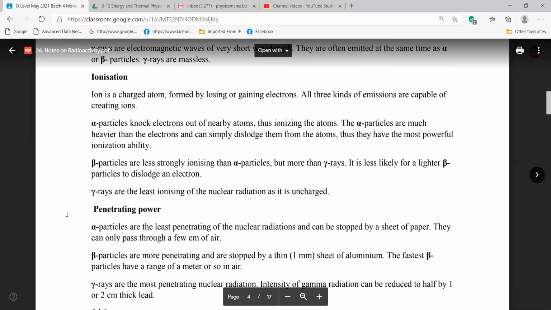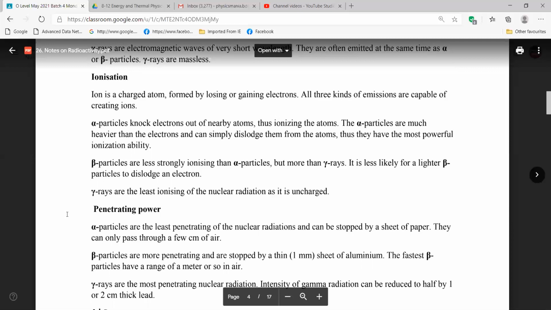A particle can knock an electron out of a nearby atom, thus ionizing the atom. The alpha particles are much heavier than the electrons and can simply dislodge them from the atoms. Thus, they are the most powerfully ionizing. Sir, could you explain alpha ionization a bit?